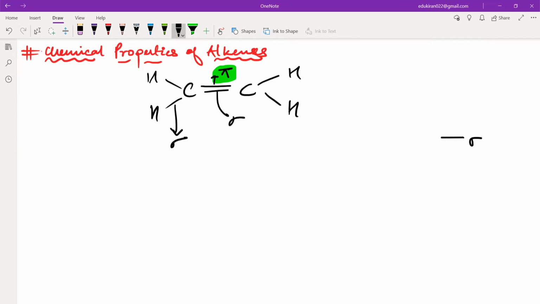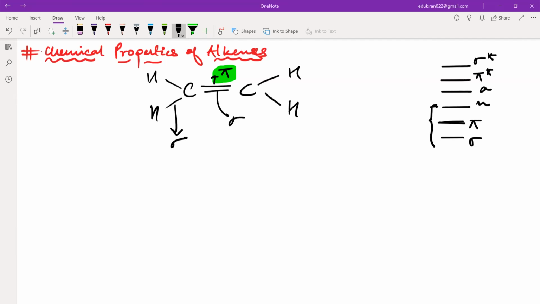We have sigma, then we have pi, then we have non-bonding, then we have empty, that is represented by A. After that, we have pi star. After that, we have sigma star. So the electrons, they will be present in these three.